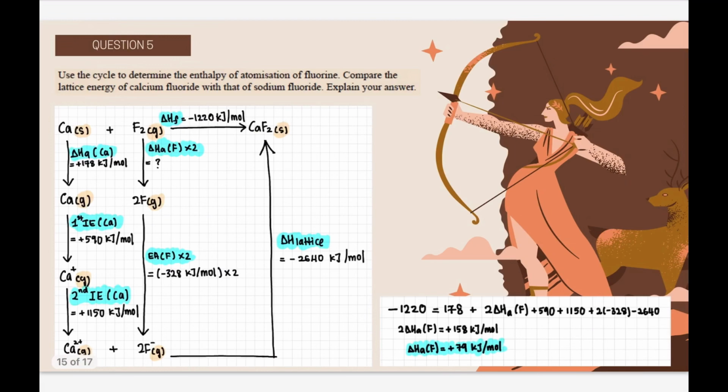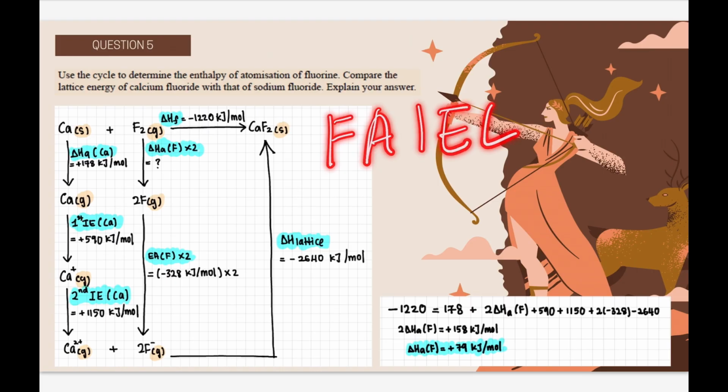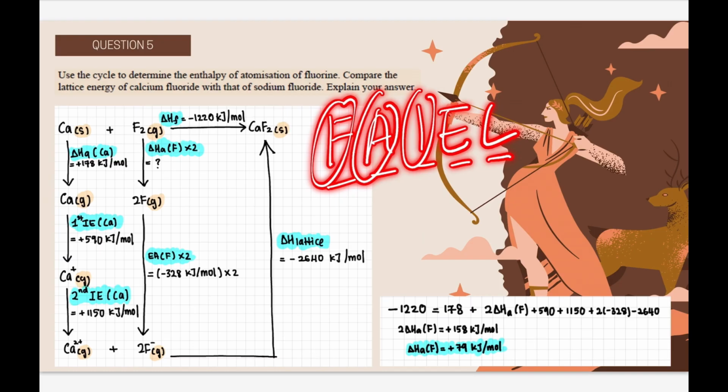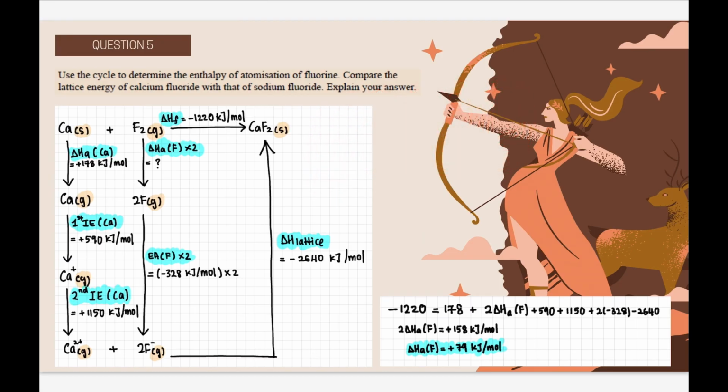So ada dua cara mau construct. The first one adalah menggunakan this one. Tips dia adalah ingat FAIEL. FAIEL: Formation, atomization, ionization, electron affinity, and last but not least, lattice energy. So follow satu-satu. And kenapa ada certain yang kena darab 2? Kenapa ada yang darab 2, ada yang tidak darab 2? Contoh, yang ini darab 2, kenapa darab 2?